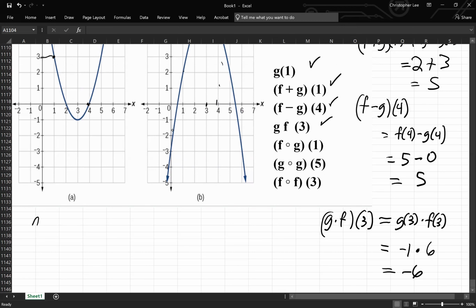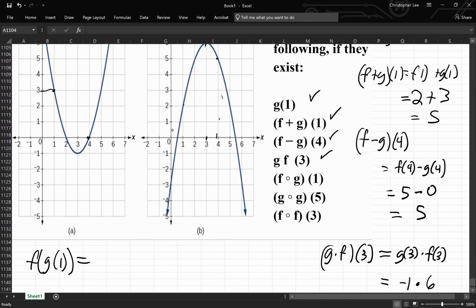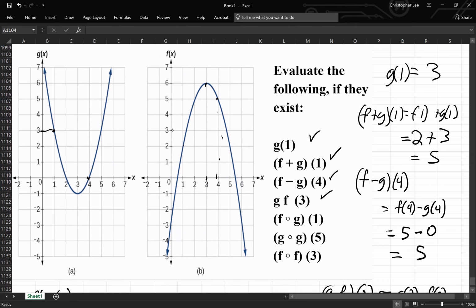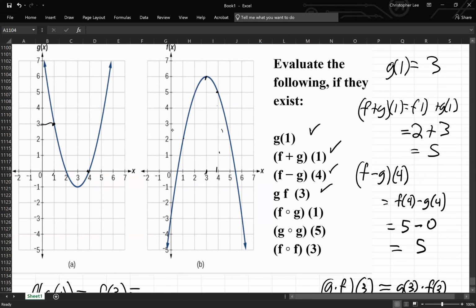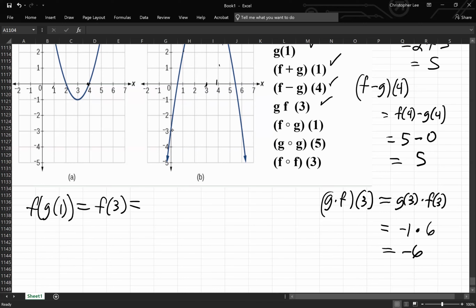So now we want f of g of 1. Not too bad, right? So start from the inside and work your way out. What I want to know is what is g of 1? So when x is 1, what's the y value? It's 3, right? So this means that I want to know what is f of 3. Very simple. So when x is 3, the y value is 6. So this becomes 6. That's how we do that. f of g of 1.